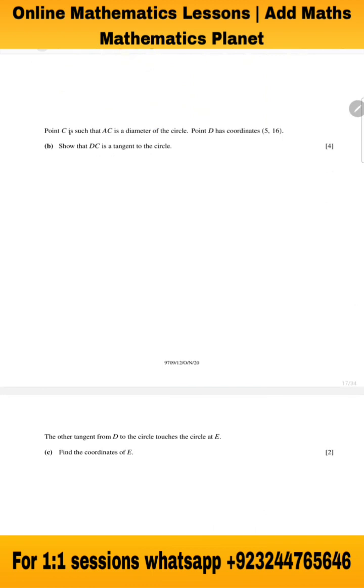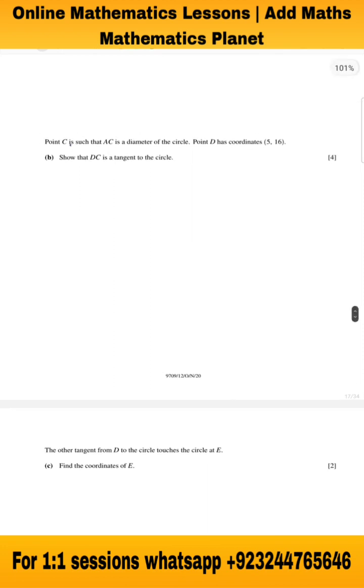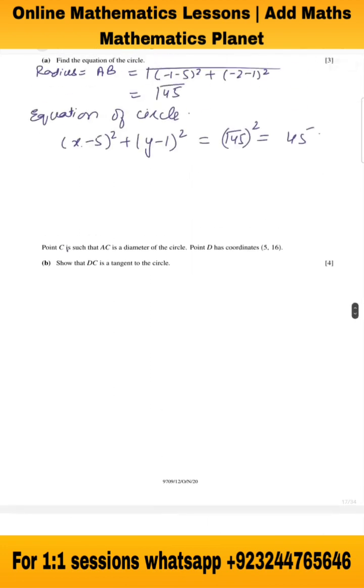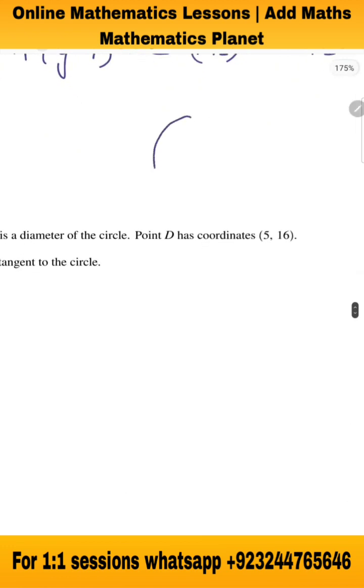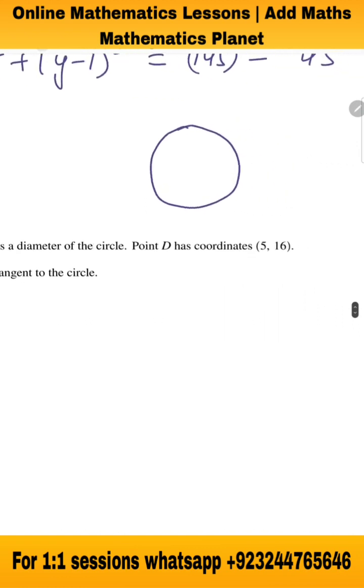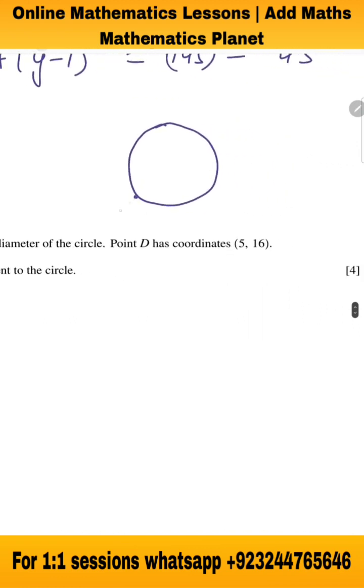Point C is such that AC is the diameter of the circle. The point D has a coordinate 5. Okay, so we have a circle. Let's draw the circle over here. Point C is such that AC is the diameter of the circle. So if this is A and this is C, then AC is the diameter of the circle and B is the midpoint.